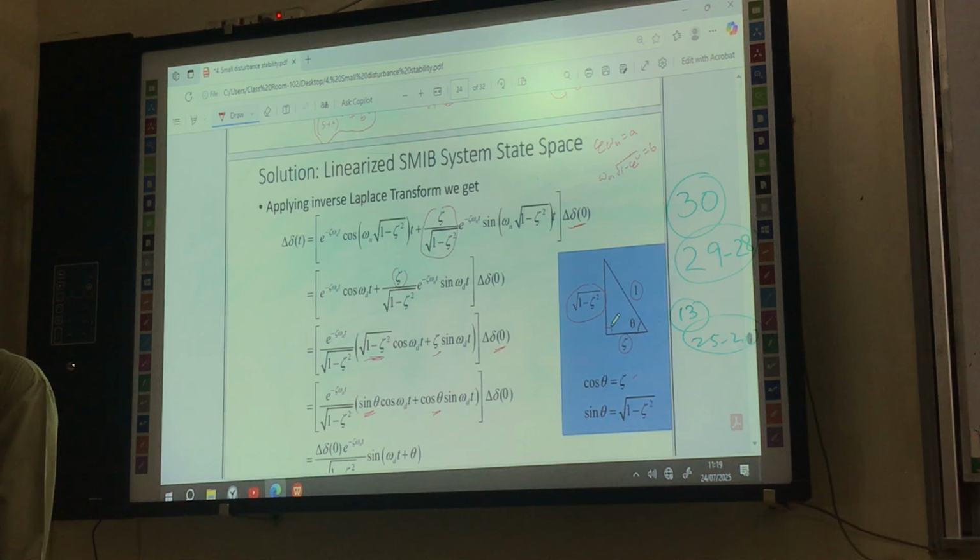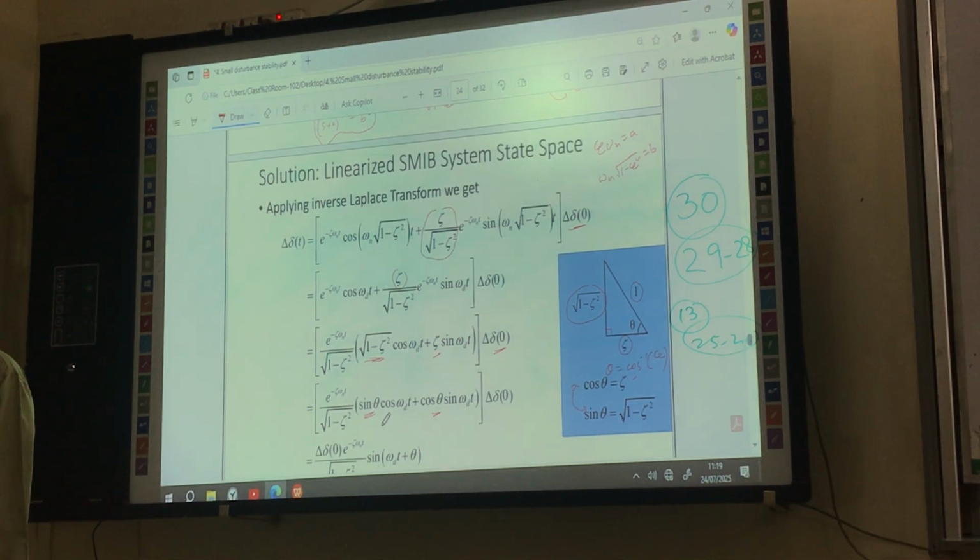But obviously you have to remember the theta. What is theta? You have to calculate it. Theta will be cos inverse zeta, or it will be sin inverse root over 1 minus zeta square. You can use any of these equations to find the theta. So now it is sin theta cos omega dt plus cos theta sin omega dt. Now we can apply the trigonometric formula, it is nothing but sin a plus b. So a is omega dt, b is theta. Okay, so now we are getting this thing.